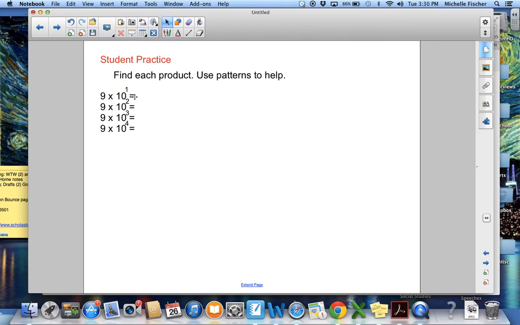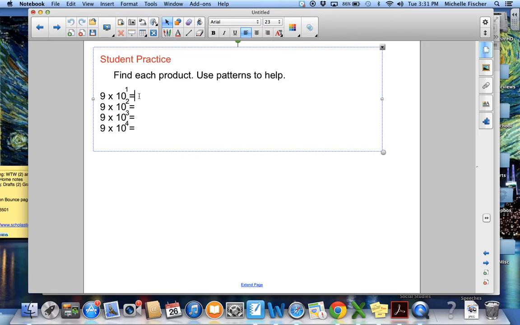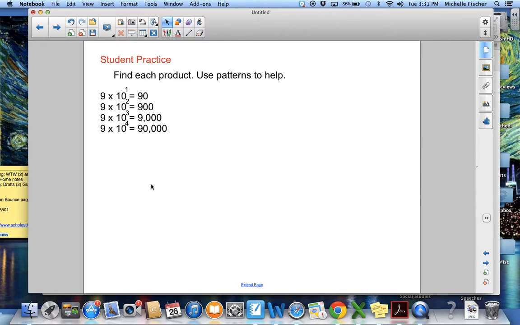Okay, so what we should have gotten here is 9 times 10 to the 1st is going to equal 90. We've got an exponent of 1, so we should have 1 zero in our answer. 9 times 10 to the 2nd is going to equal 900. 9 times 10 to the 3rd, 9,000. And 9 times 10 to the 4th, 90,000. Why do we have a 9 here in each of our answers? Why does each answer start with 9? I want you guys to go ahead and type why you think that is. Click Next when you're ready.